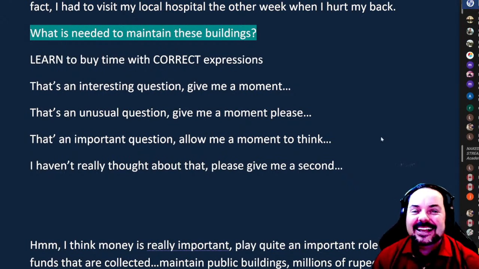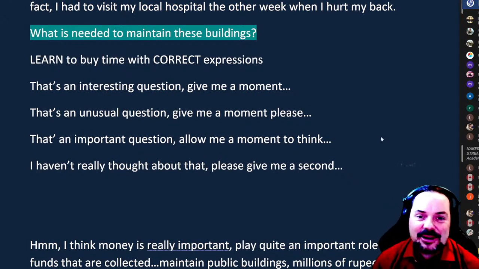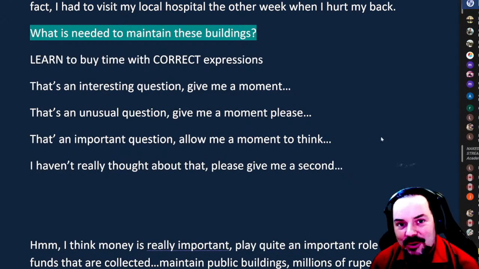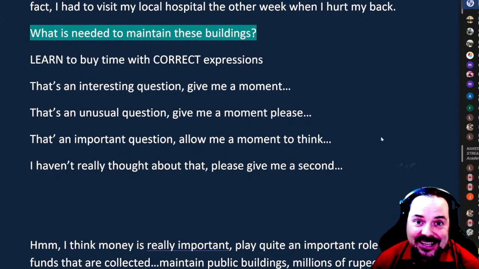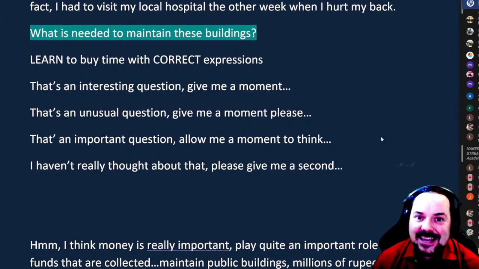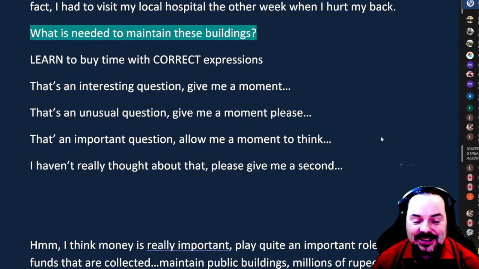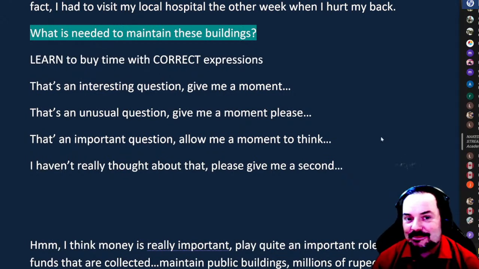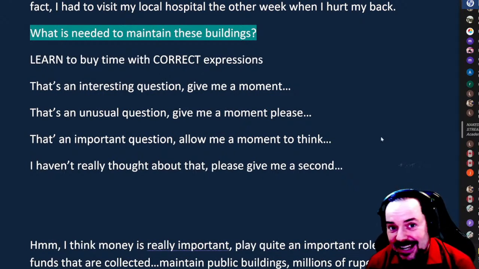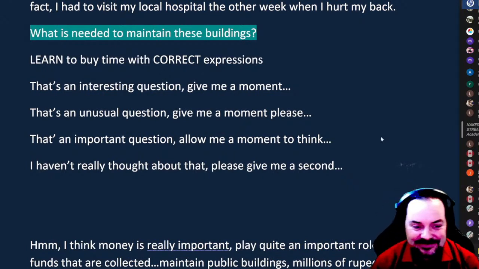Think about it, right? Libraries, schools, public washrooms, we need to maintain those, right? If they get damaged, if they're not maintained, that's a big problem. People complain about it all the time. So it's an important question. It's important for people. It's important for society, right? Okay, sir. I understand now.